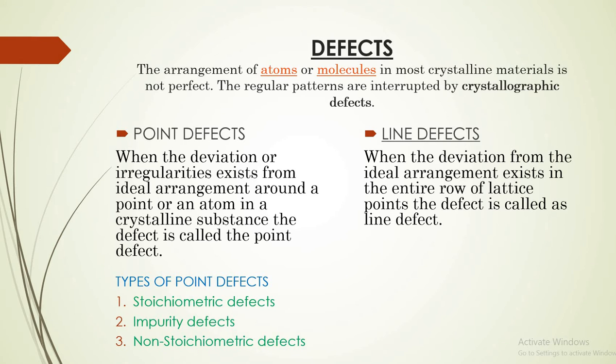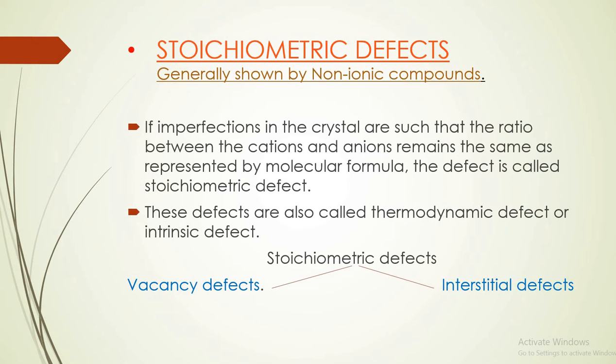There are three types of point defects. First, stoichiometric defects. Second, impurity defects. And third, non-stoichiometric defects. We will be studying stoichiometric defects in this video. Stoichiometric defects.